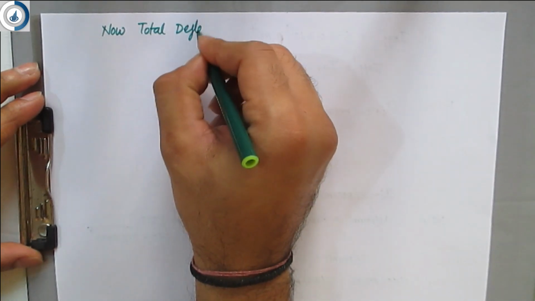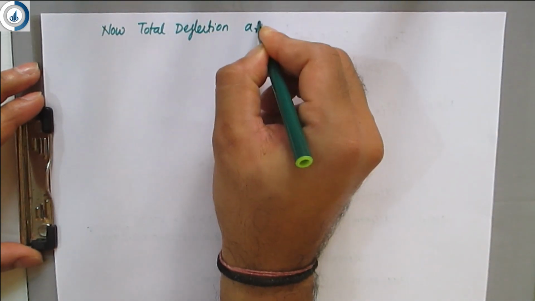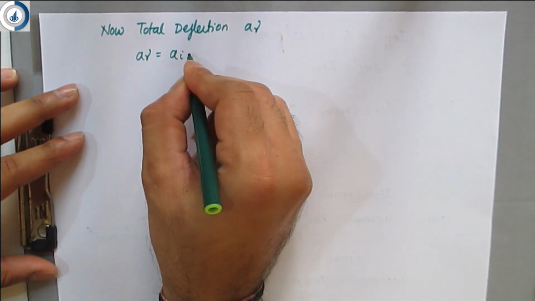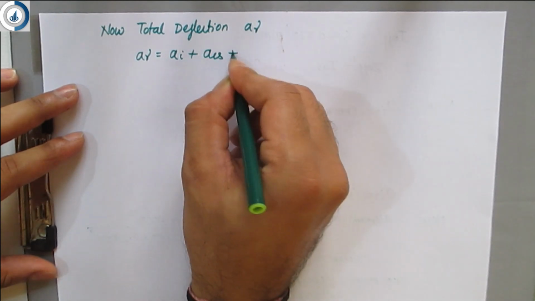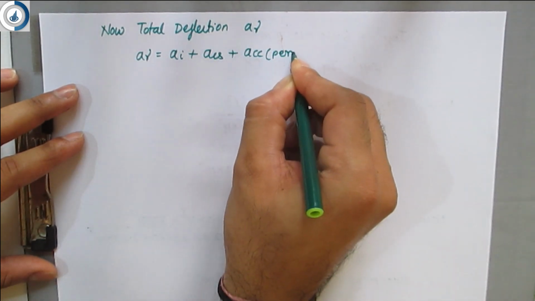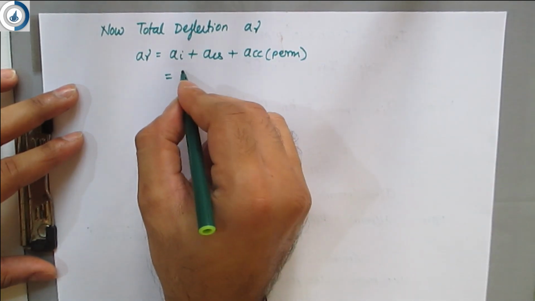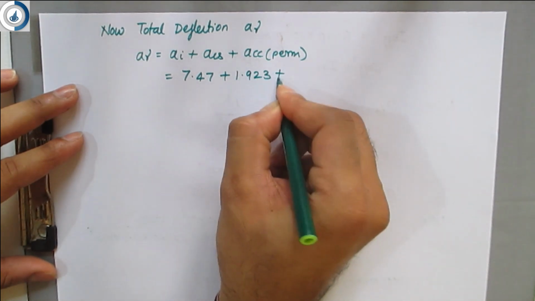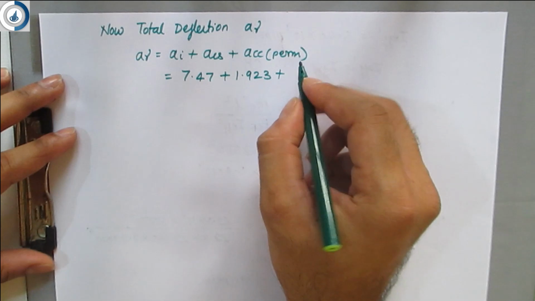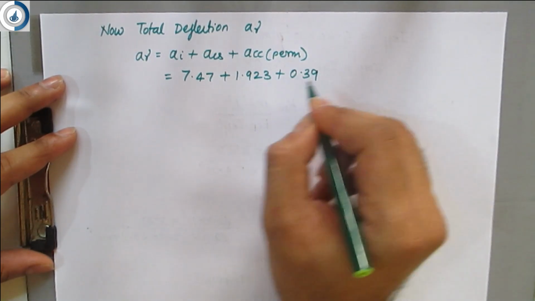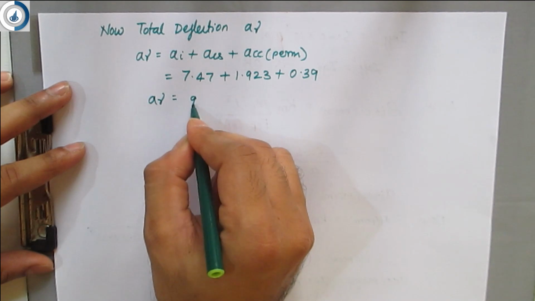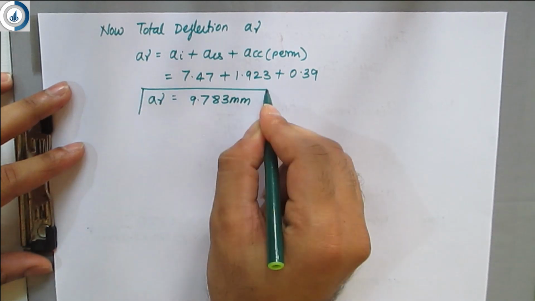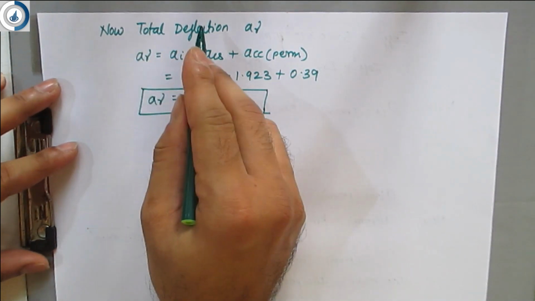Now total deflection, A gamma, is AI plus ACS plus ACC permanent. AI we had got 7.47. Due to shrinkage it was 1.923, and just now we have calculated the permanent deflection with respect to creep, which is 0.39. So the total deflection you will get is 9.783 mm. This is the total deflection.